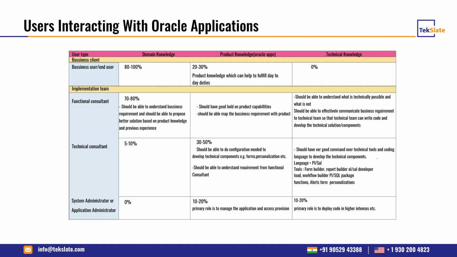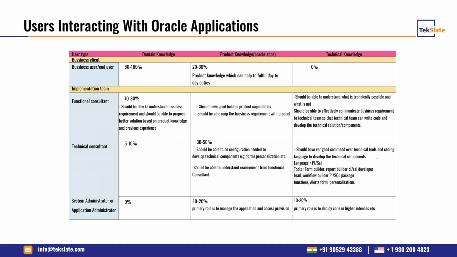So from a hierarchy point of view, a functional consultant is the one who interacts with the business user, because he is a bridge between a technical consultant and the end user. The end user does not know Oracle language. The end user does not know technical language. So a functional consultant becomes a bridge between a requirement given by the end user and a technical solution given by a technical consultant. A technical consultant does not understand domain language, so he talks with the functional consultant and tries to design a technical solution based on his skill set.